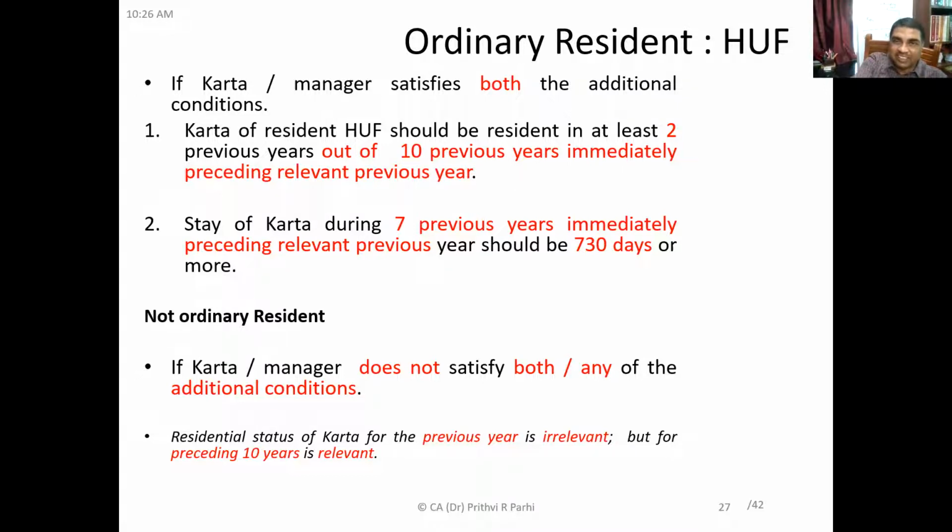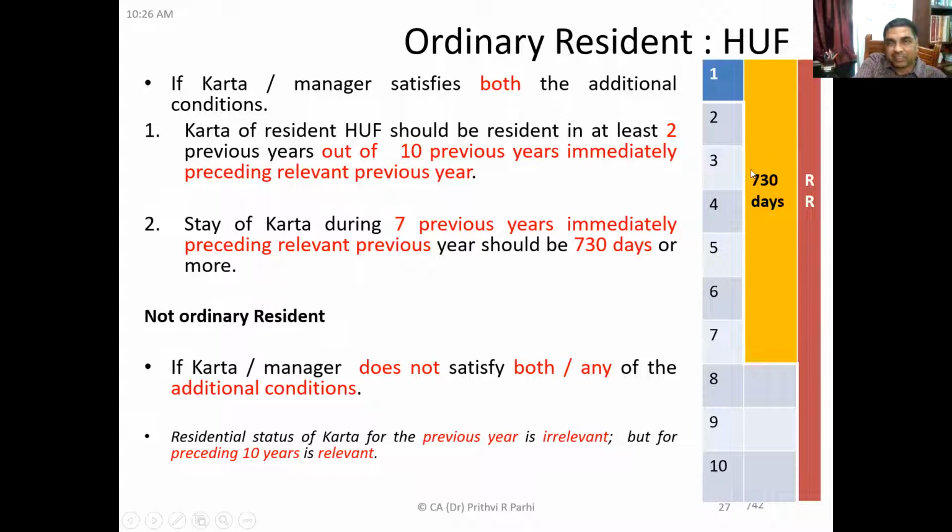You have already seen this type of conditions in the case of an individual. Now, these 2 additional conditions have to be applied on the Karta. You have to see whether the Karta has stayed for 730 days in the 7 previous years immediately preceding the relevant previous year, and whether the Karta is resident in at least 2 of the 10 preceding previous years. If both the conditions are satisfied, then you can say the HUF is a resident and ordinarily resident.